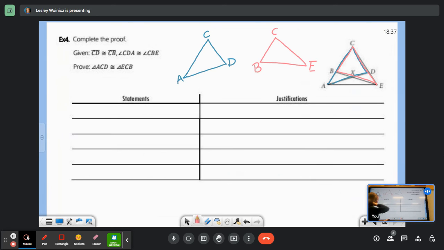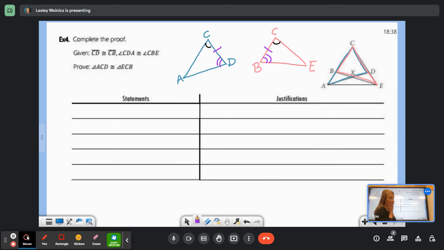Okay, so you can see that they share angle C. Let's see if they give us any other information we can use. We see that CD is congruent to CB, and that angle CDA is congruent to angle CBE. Okay, that makes sense. So it looks like we have angle, side, angle.